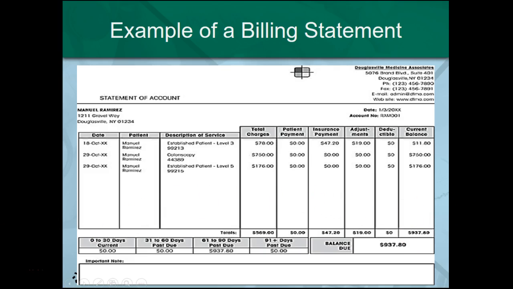Now, on these statements, you will notice that down at the bottom, it looks like Mr. Ramirez is having a little trouble paying his bill, because he has $937.80 that is 61 to 90 days past due. Once it gets to 91 to 120 days past due, I believe, is when they charge it off and send it to collections.